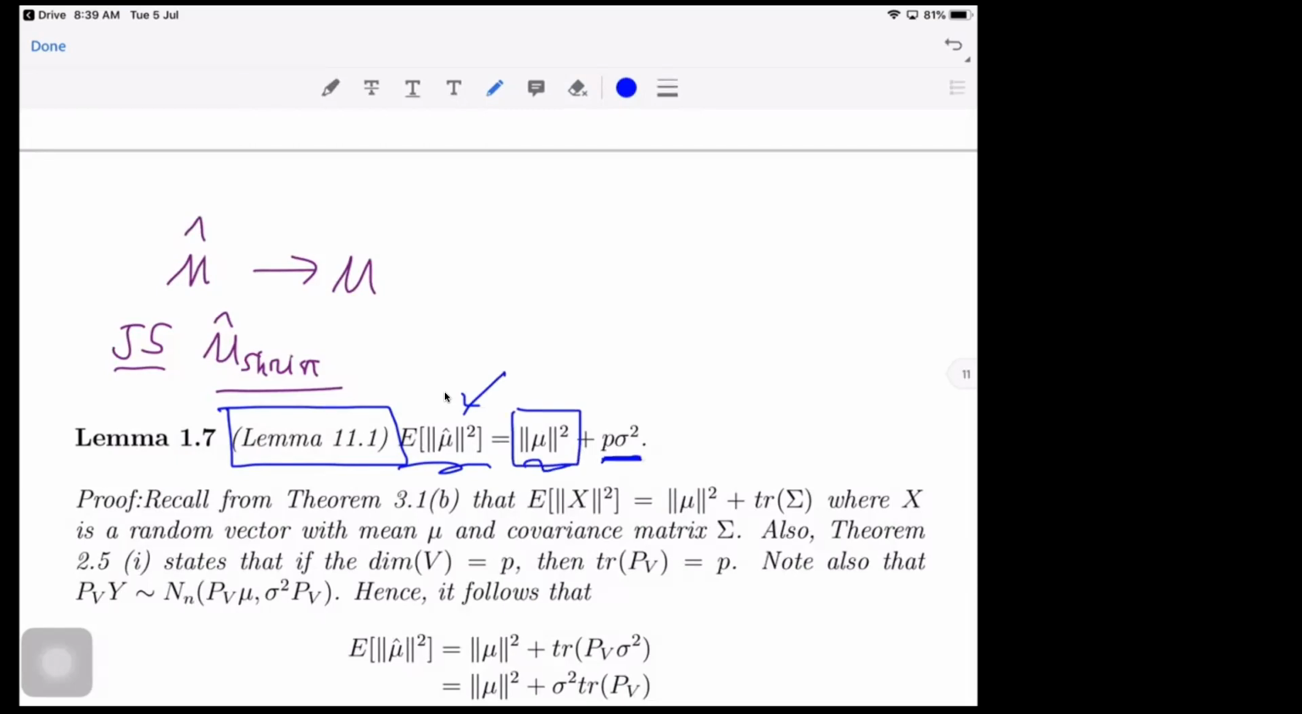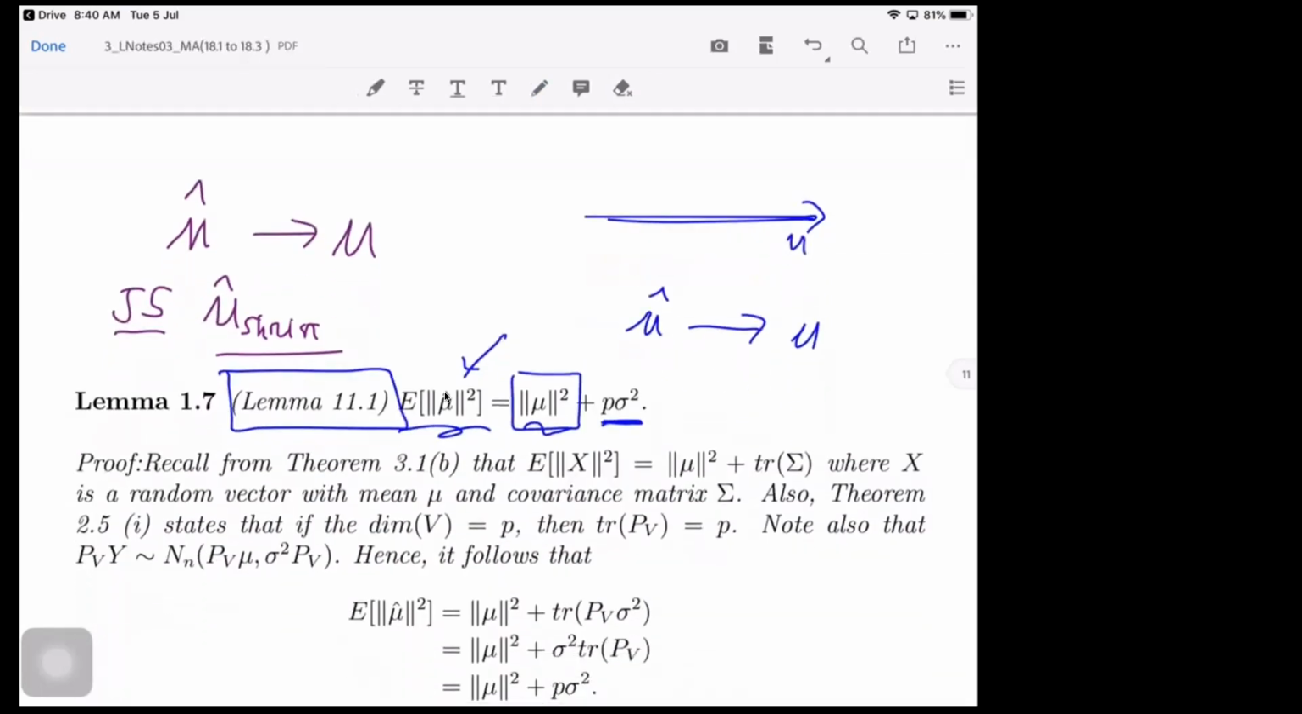So ibig sabihin, if we are going to use mu hat as an estimator of our mu, and we try to get the length of this mu hat here, it is equal to the length of mu. So kung kini ang length sa mu, ang imuhang mu hat to estimate mu will be longer, no, by a function p sigma squared, no.